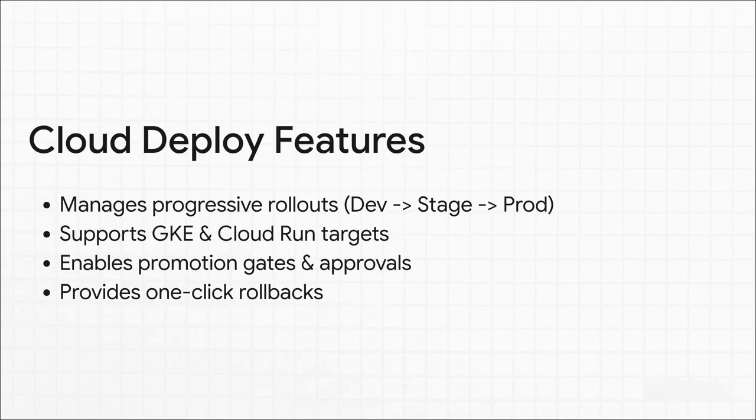The most important word here is control. Cloud Deploy doesn't just throw code over the wall and hope for the best. It orchestrates this progressive rollout from development to staging and then to production. It lets us set up these approval gates and, maybe most importantly, it gives us one-click rollbacks if anything goes sideways. That right there, that's our safety net.